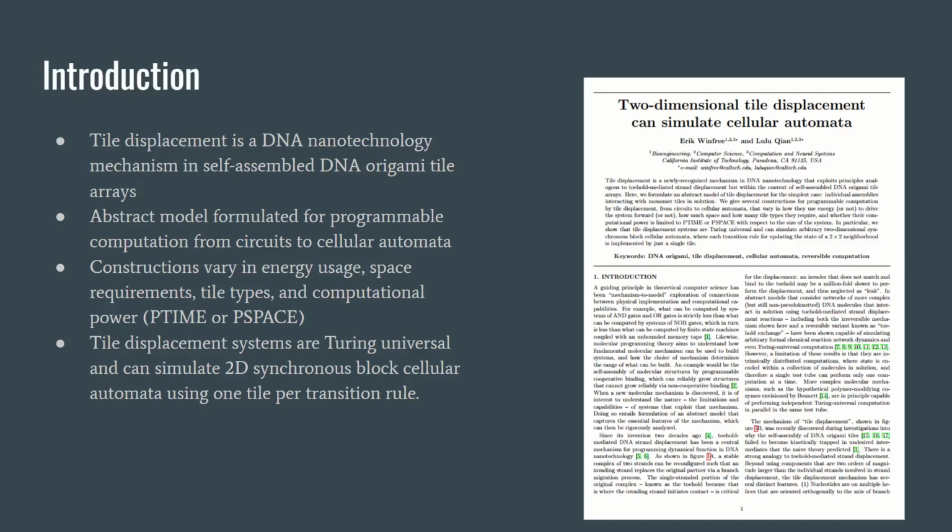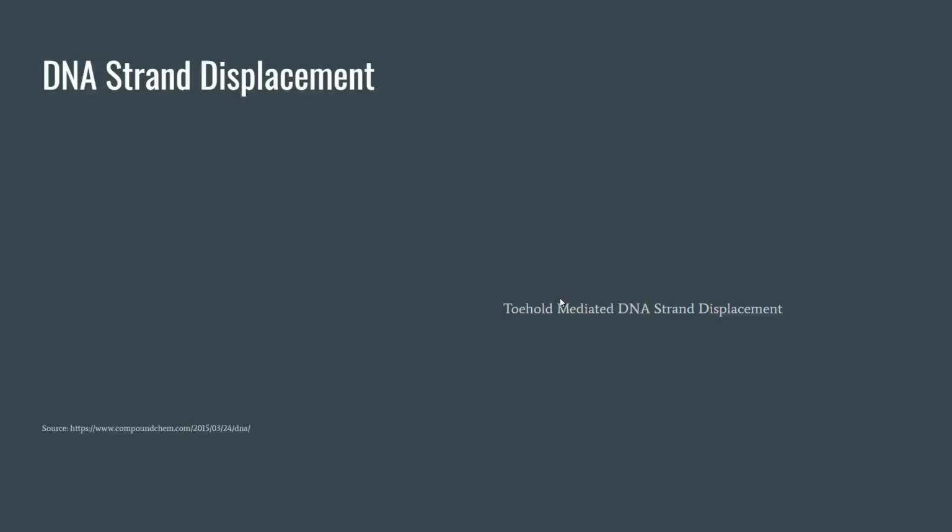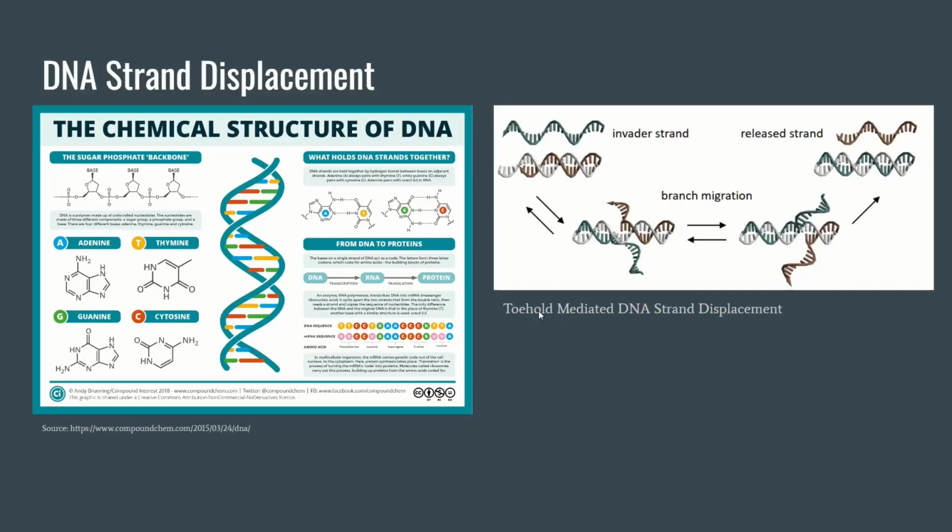Every construction varies in different energy uses, space requirements, tile types, and computational power. Tile displacement systems are Turing universal and can simulate two-dimensional synchronous block cellular automata using a single tile per transition rule. So here's an example of a DNA structure.